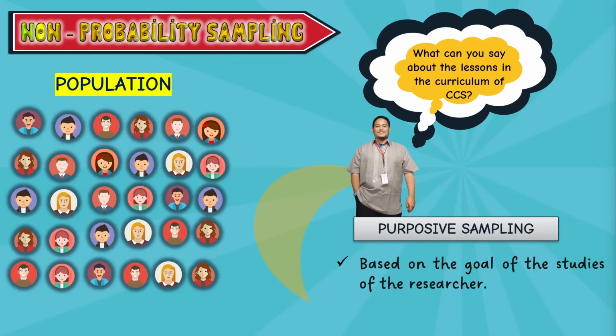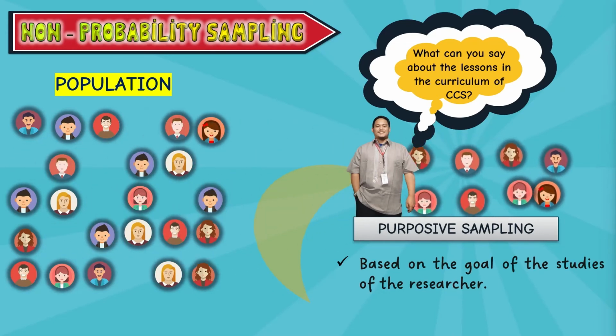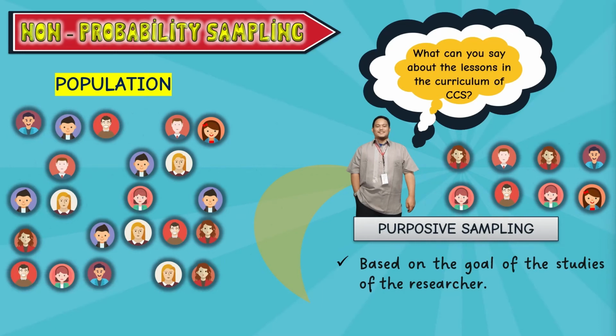So for example, what can you say about the lessons in the curriculum of CCS? Would it be okay if we ask this of our sports track students? Of course, no. Kasi wala naman silang ka-idea kung ano ba ang curriculum ng CCS, kasi hindi nila ito pinag-aaralan. Kaya siya tinawag na purposive. So, kung sino lang po yung part or kung sino lang yung may kinalaman doon sa study mo, sila lang po yung pwedeng maging sample ninyo. Okay?